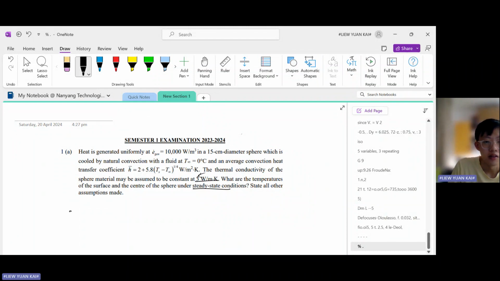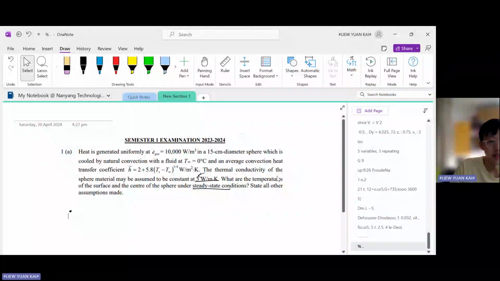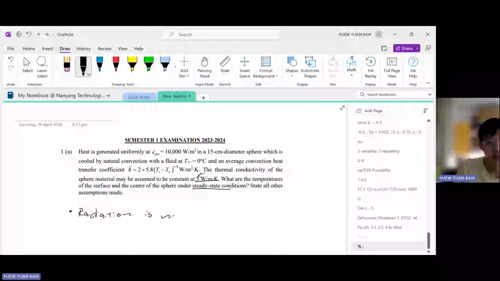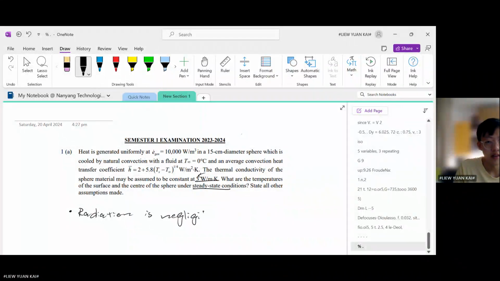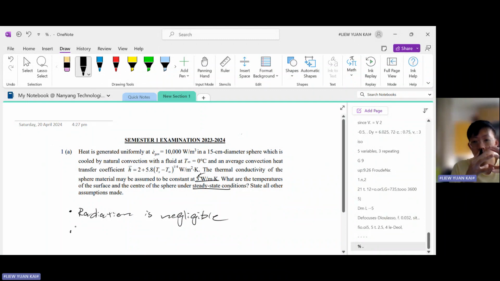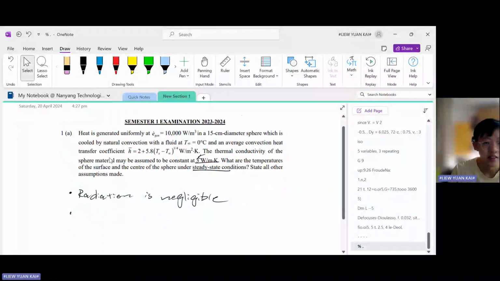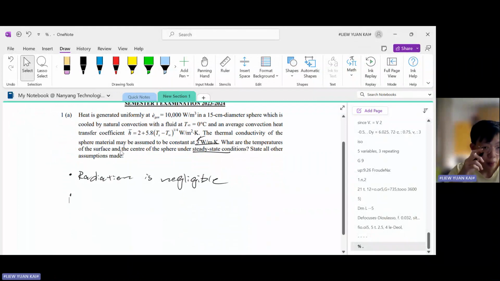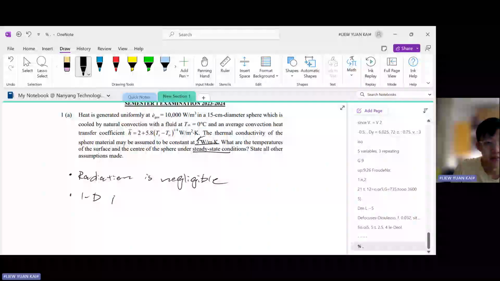Okay, so I'm going to assume several things. I'm going to assume that radiation is negligible. I'm going to assume that this is a 1D problem. So even though this is a sphere, we're not going to see it vary in the angular directions, theta and phi. I'll get to that when I talk about solving the equations. So, 1D problem.